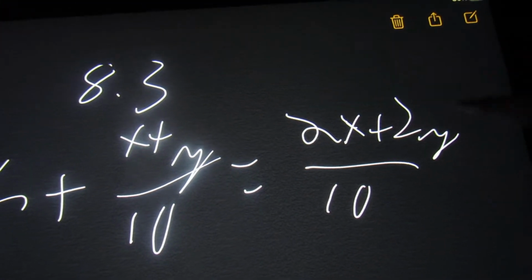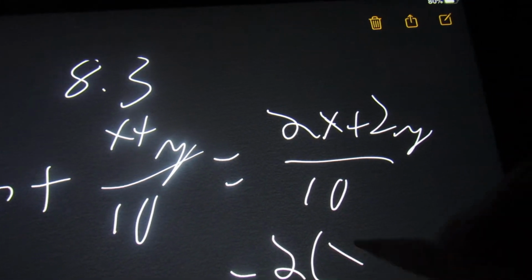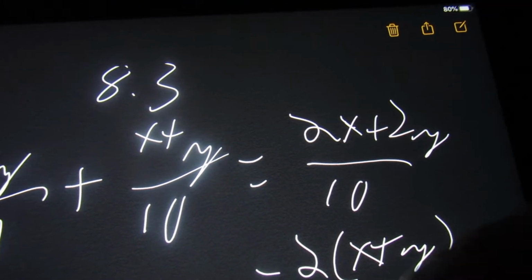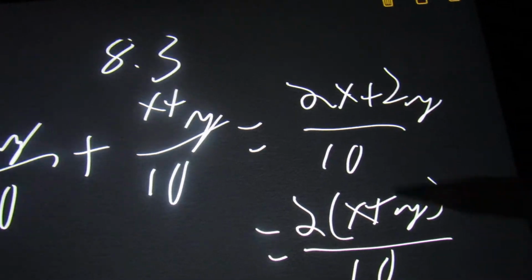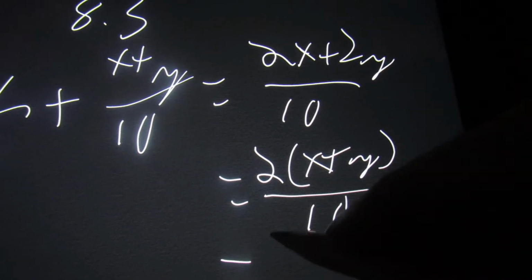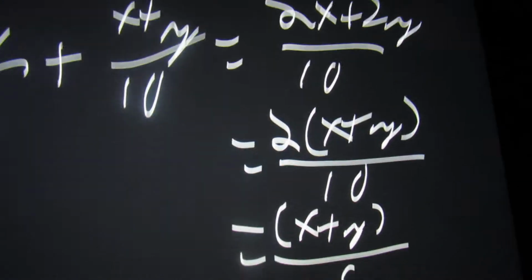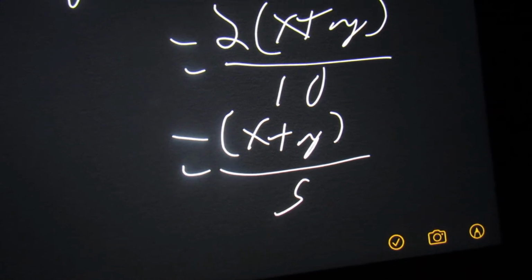And now we can factor out a 2 from the numerator. So we factor out the 2, and what we have left is x plus y, and that's all over 10. And we can simplify the 2 and the 10 by dividing both by 2. So in the top, we have x plus y, and in the bottom, we have 5 left. So that's what we're going to be doing on these. Let's do another one here.